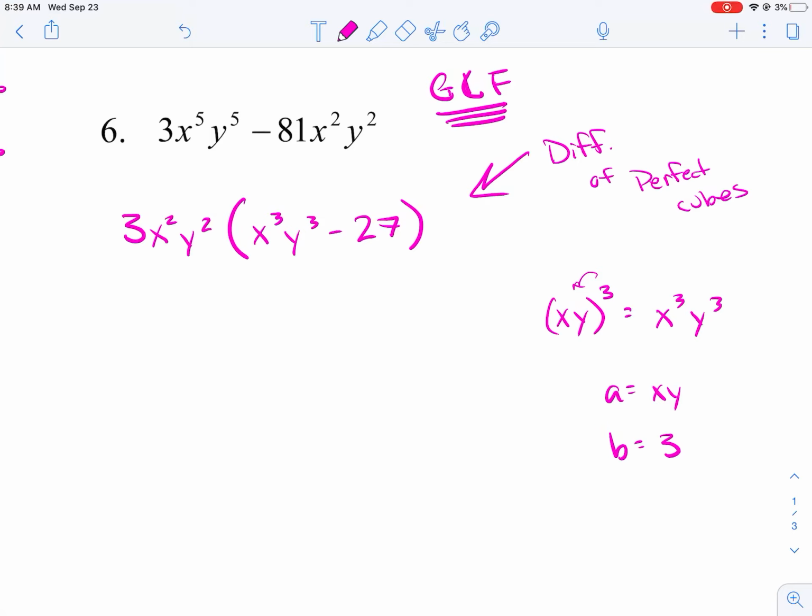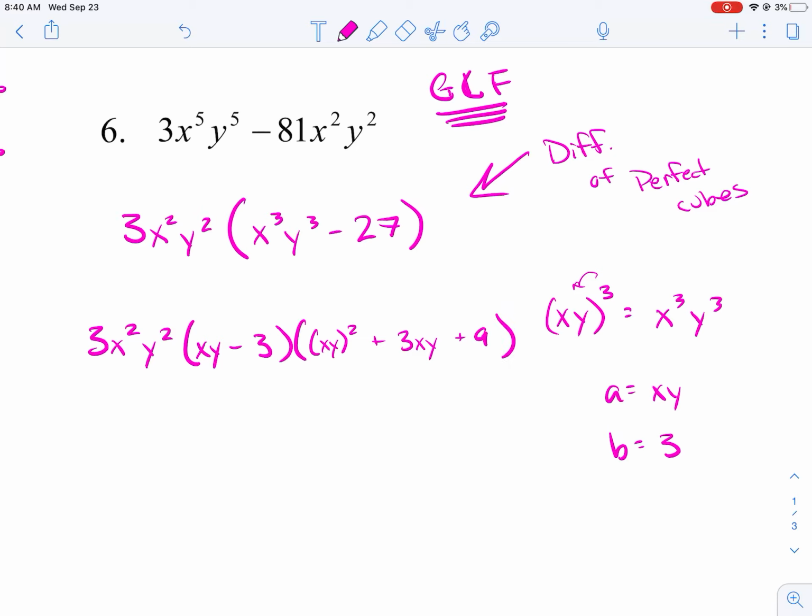Okay, so now we break this down. Because it's a difference, I'm going to start out with (xy minus 3), probably going to need that longer. Then it's going to be (xy) squared plus 3xy, and then plus 3 squared, which is 9.